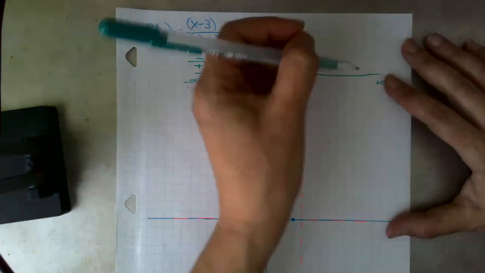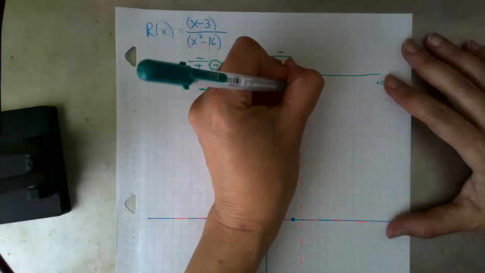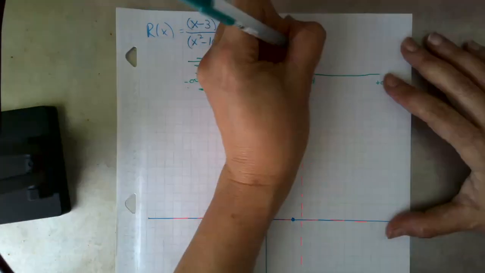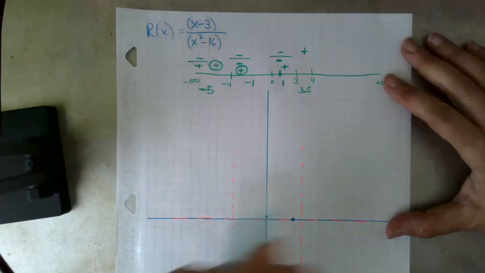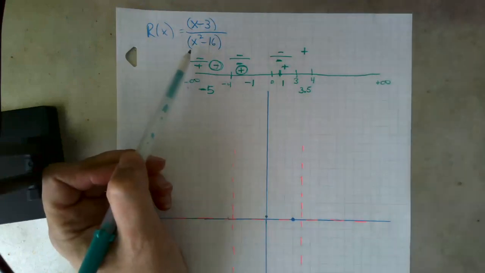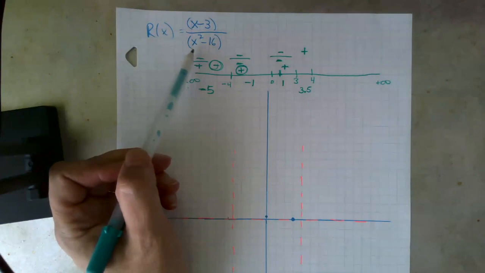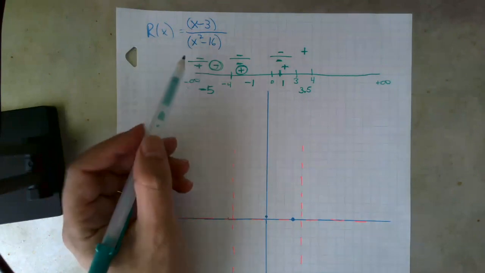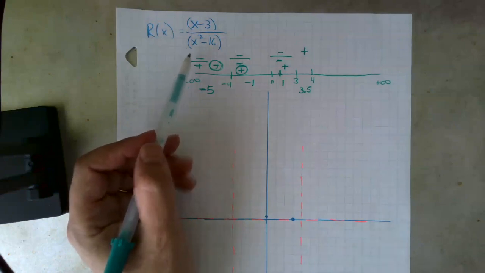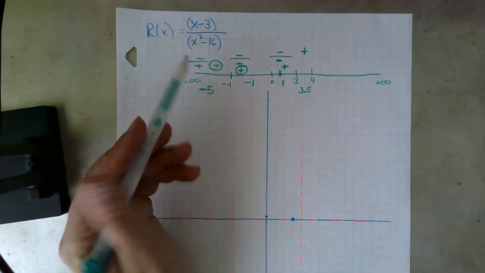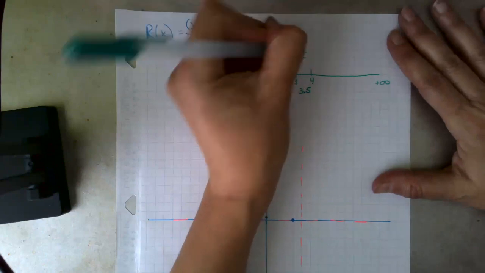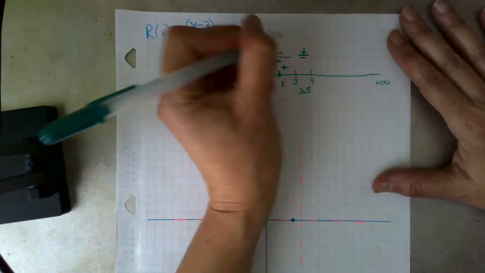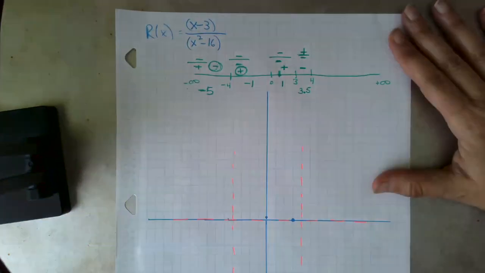From 3 to 4, maybe I'm going to try 3.5. 3.5 minus 3, that's a positive on the top. And 3.5 squared, I know 4 squared is 16, so 3.5 squared is less than 16. And less than 16 minus 16 gives me a negative on the bottom. So I can expect in this interval, I will be in the negative range.